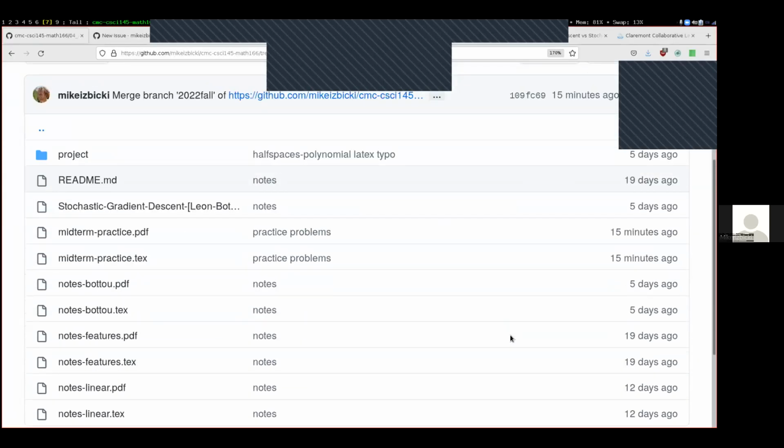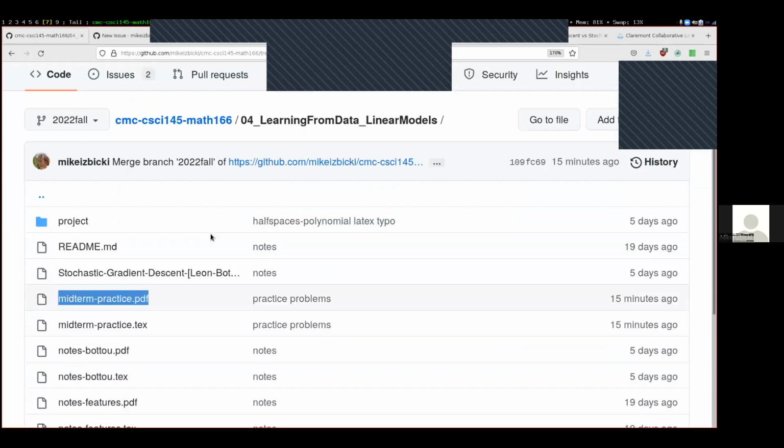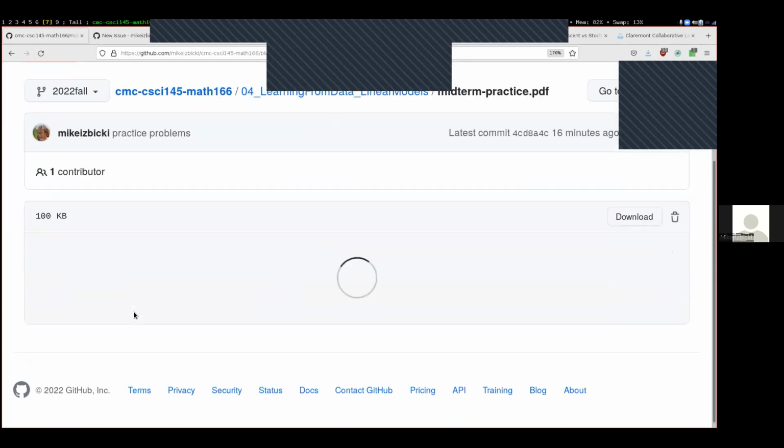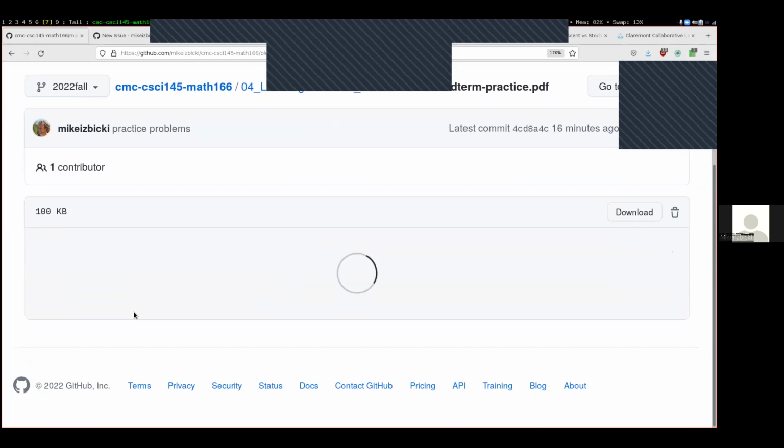Okay, there's another notes packet up front. It's a midterm review thing. If you want the physical copy, it's up front. Electronically, it is in our 04 folder under midterm practice.pdf. And if you look at it, it just has a bunch of true and false things.